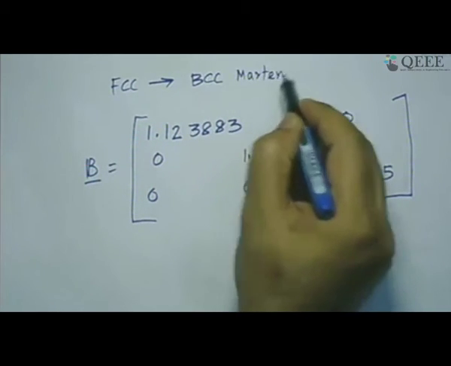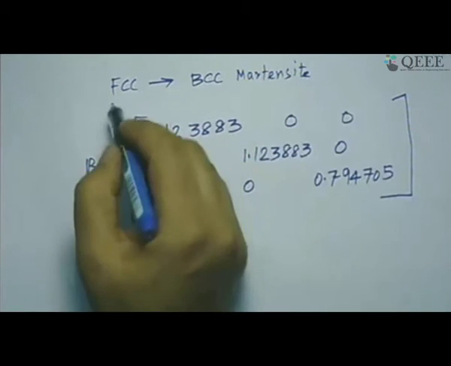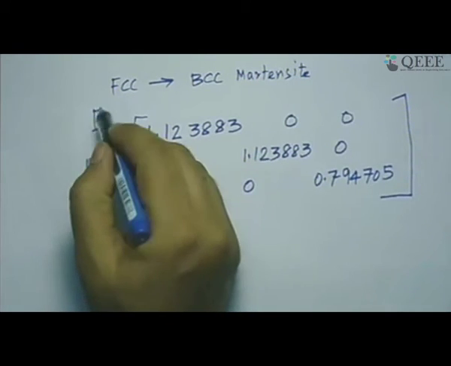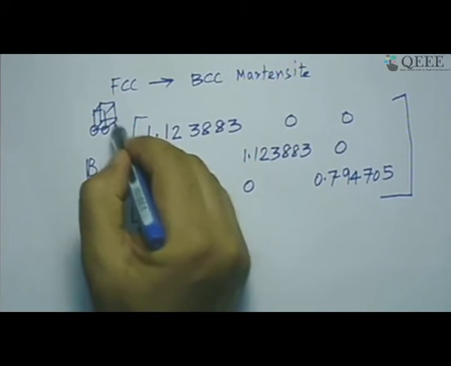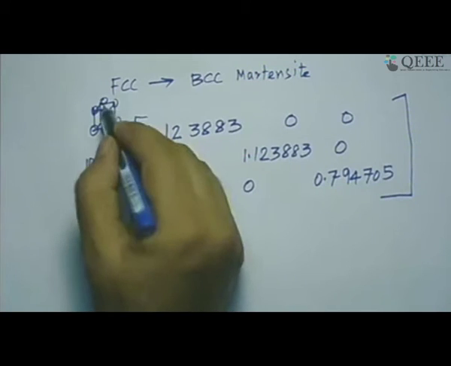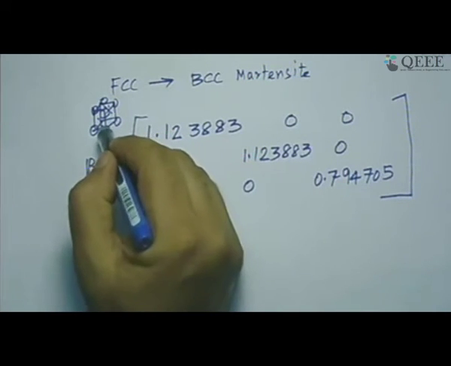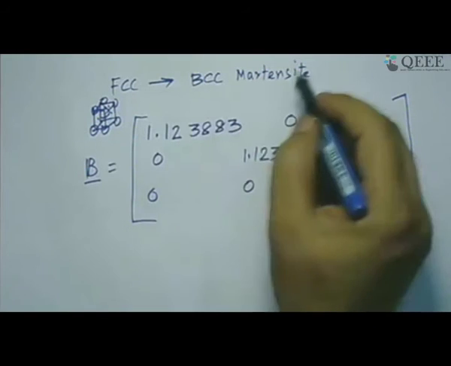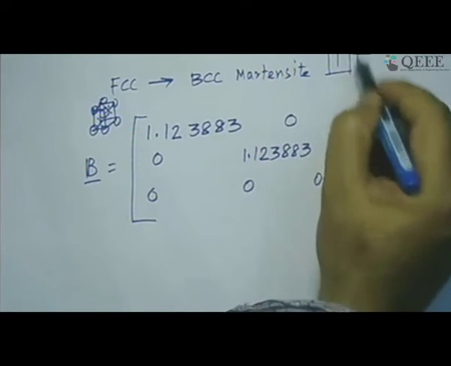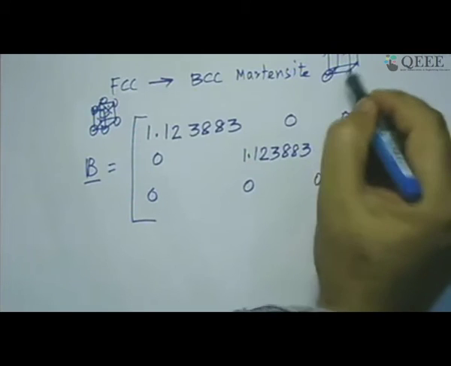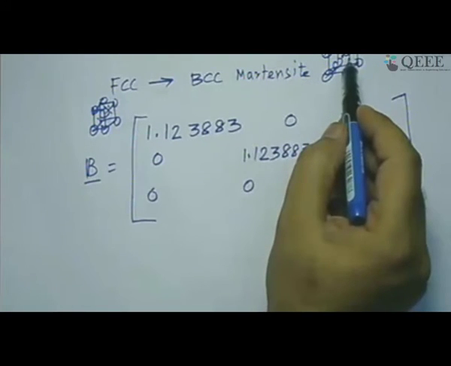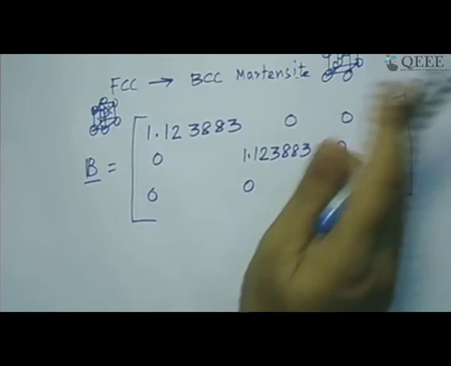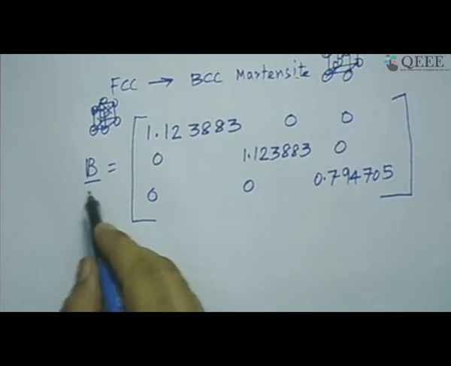Okay. So I hope all of you know what the FCC crystal structure is. It is a cubic structure in which you have atoms at all cube corners as well as face centers. All 6 face centers get atoms. What is BCC? BCC is another crystal structure where you have atoms at all cube corners, and then you have one atom at the cube center. So this FCC to BCC martensite transformation that happens in steels is represented by this Bain strain.